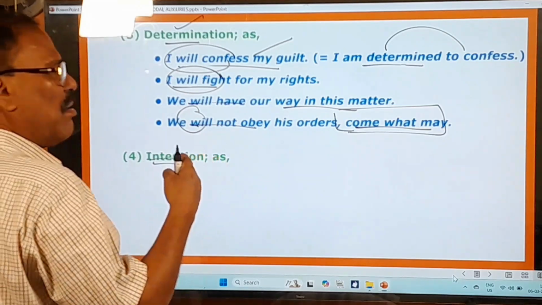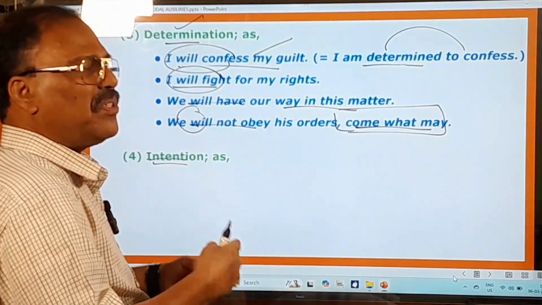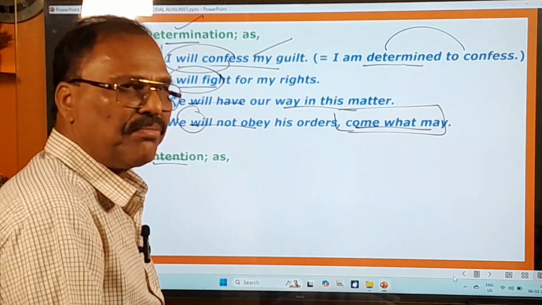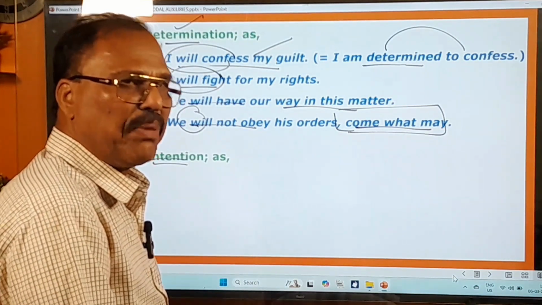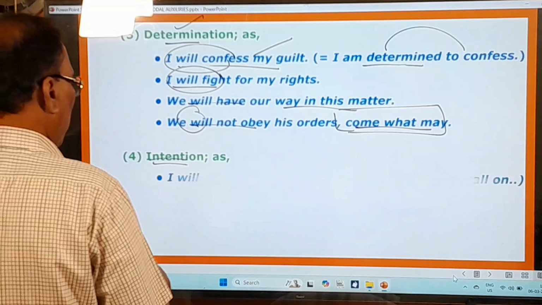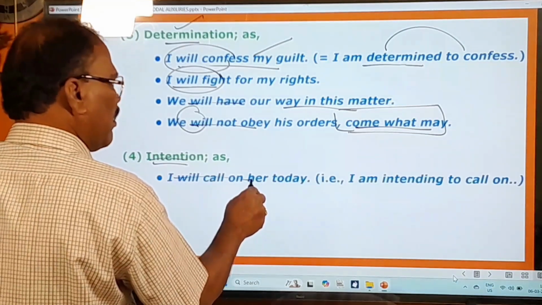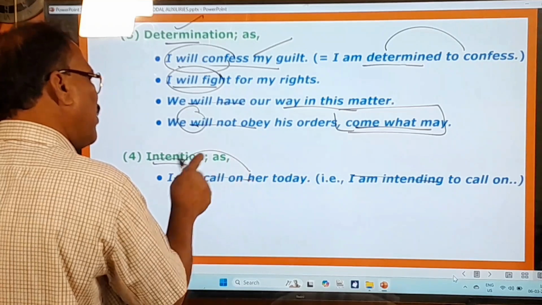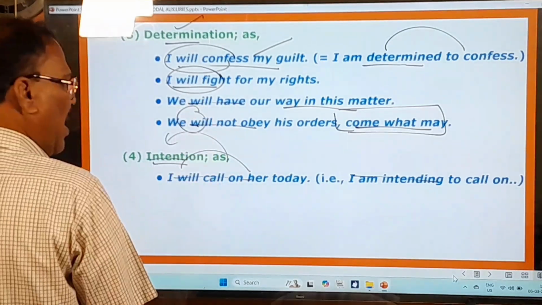Intention means what is it? Proposal, intention. Whatever you intend, that is called intention. Intention, uddeshamu, purpose. Here, I will call on her today. I am intending to call. I will call on her today means ee roju amenu nenu sandarshistanu. It's my intention.